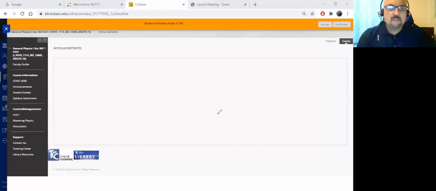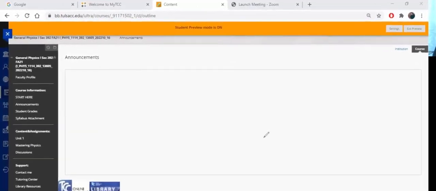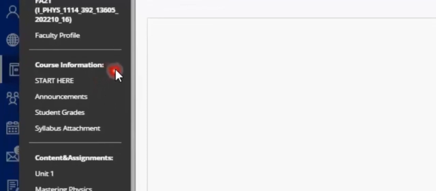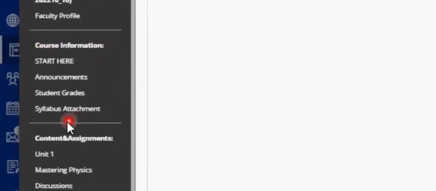This is the layout of our course that you will see when you log into the class on Blackboard. Notice the labels in the navigation menu. This is called the navigation menu of Blackboard. You can see specific titles: the course information here, then content and assignments related to the course, and here you have the support.